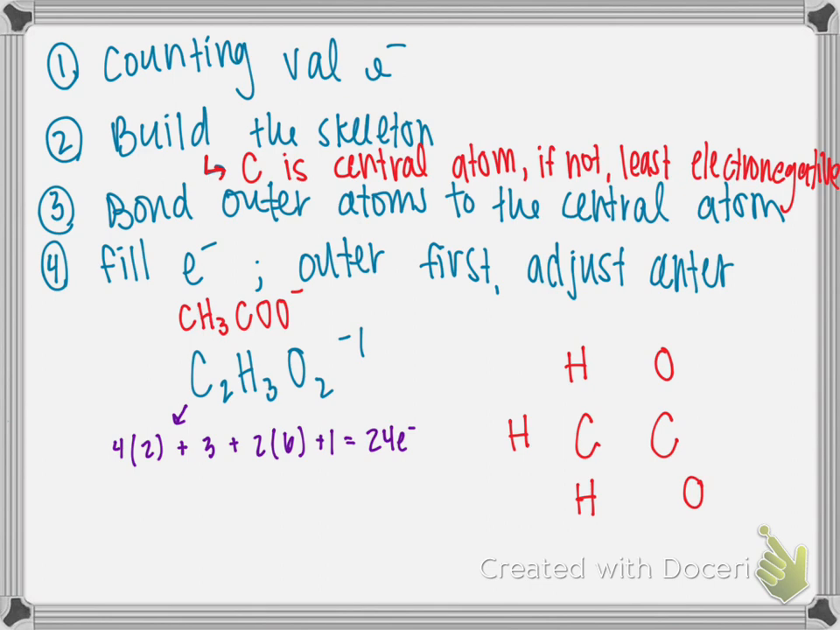Now we're going to bond our atoms. So we're going to bond. 2, 4, 6, 8, 10, 12 electrons I've used. So that means I have 12 electrons left to represent in my structure. Okay? So that means I'm going to put them out here. 2, 4, 6, 8, 10, 12.